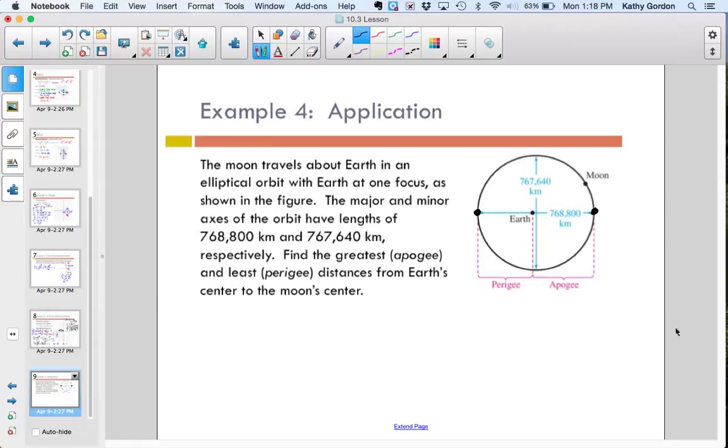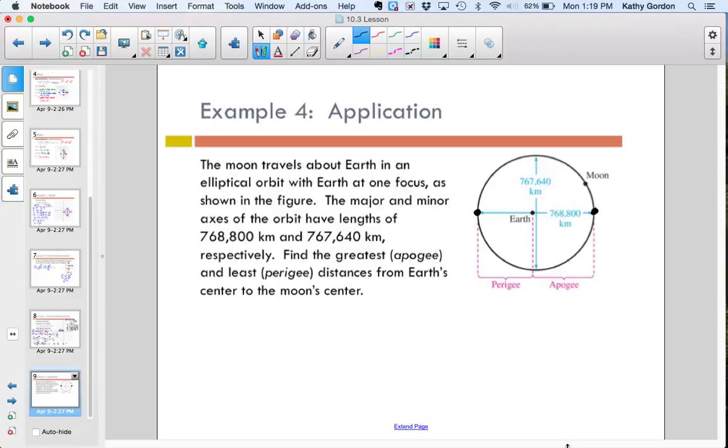Its shortest distance is going to be here when it's on the major axis. Its longest distance is going to be here when it's on the major axis, and the endpoints of the major axis are the vertices. Any other place along the orbit, we're going to be a little shorter than this, but probably longer than that.